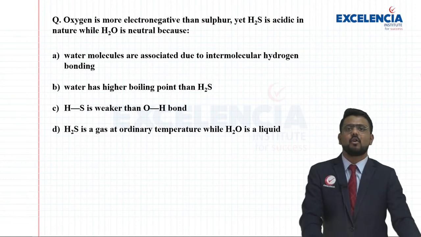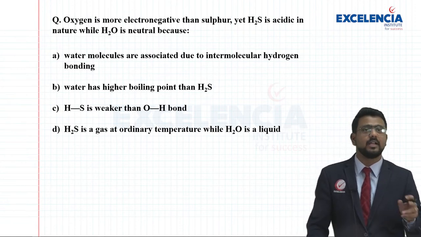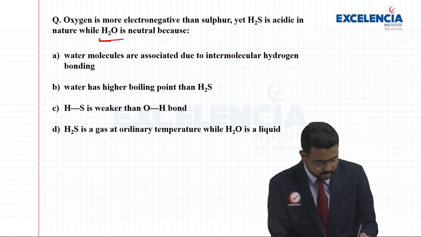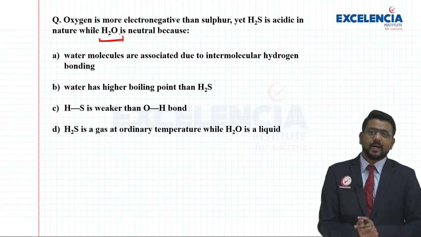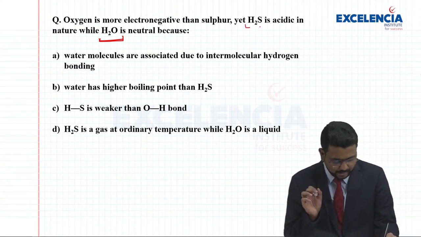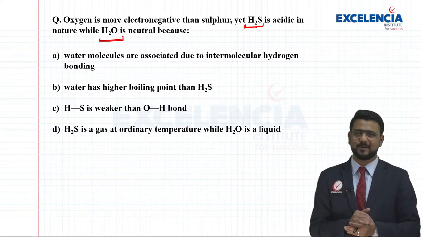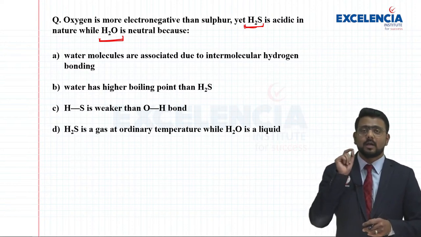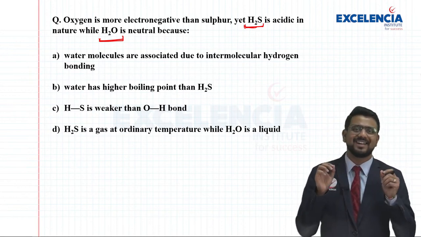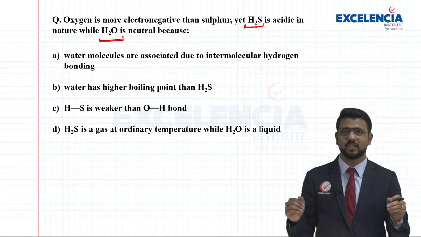Next question. Oxygen is more electronegative than sulfur, yet H2S is acidic in nature while H2O is neutral. Now, again, the acidic behavior of these hydrides. When I talk about H2S and H2O, we can say they are nothing but the hydrides of group 16 elements. Simple, right? Their acidic behavior is dependent on the bond dissociation energy. Simple as that. Bond dissociation energy.